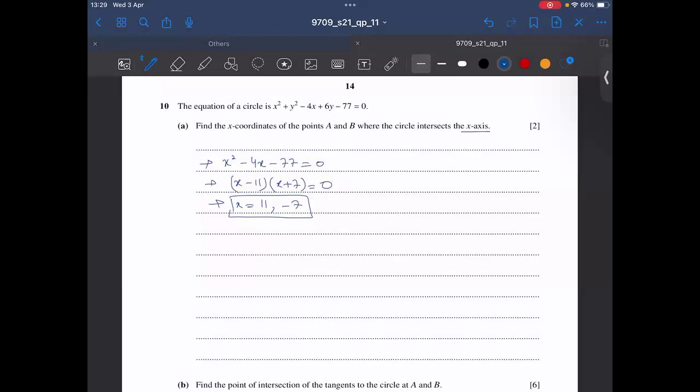The circle is intersecting the x-axis. So at the x-axis, you are going to have y coordinate as 0. I replace y with 0. I've got this equation, solve them, got the x coordinates 11 comma minus 7. Clear or not? Both of you? Yes, sir.